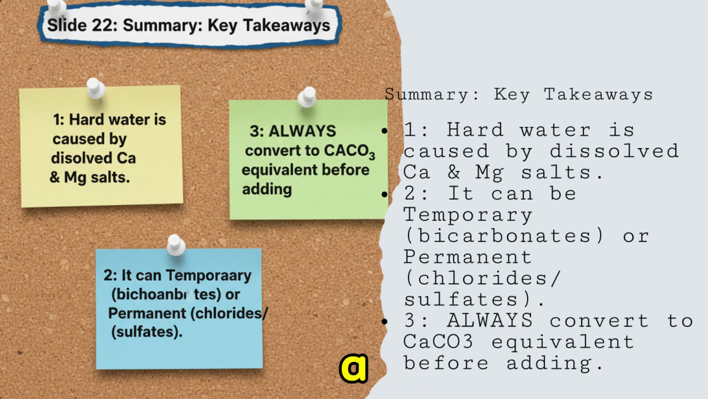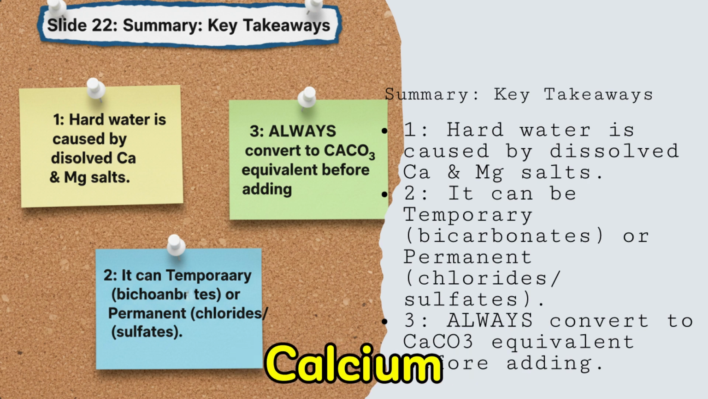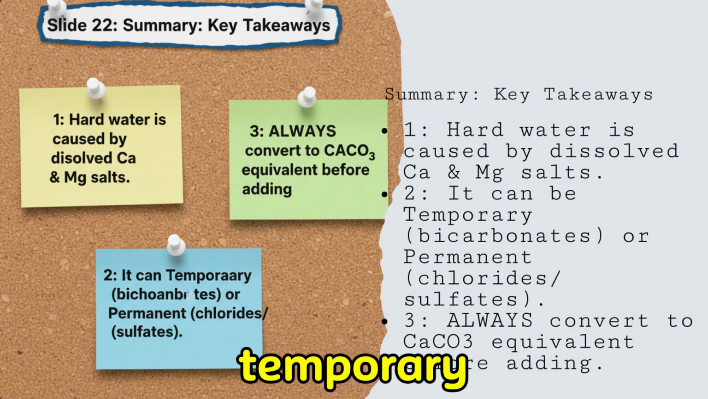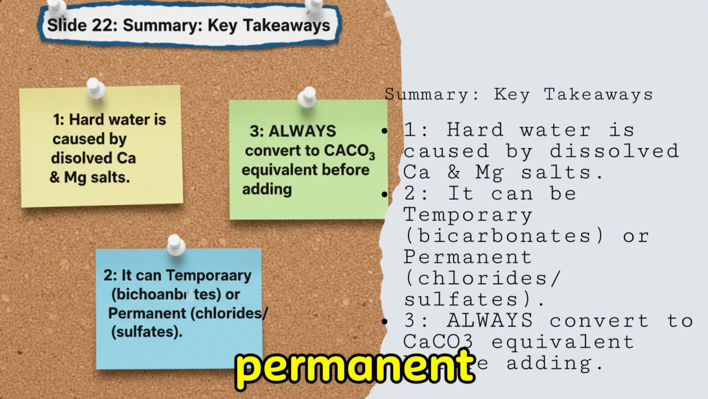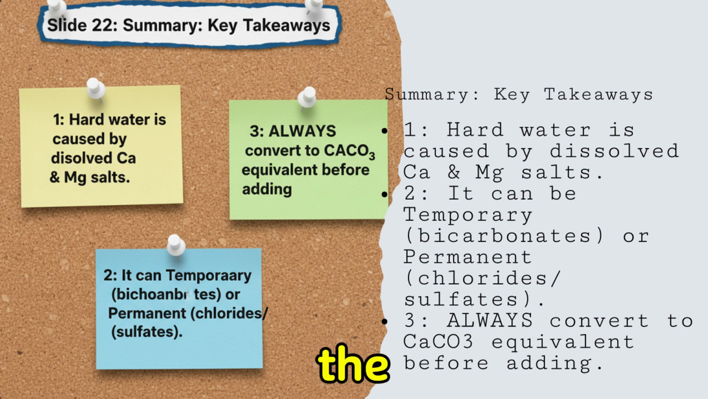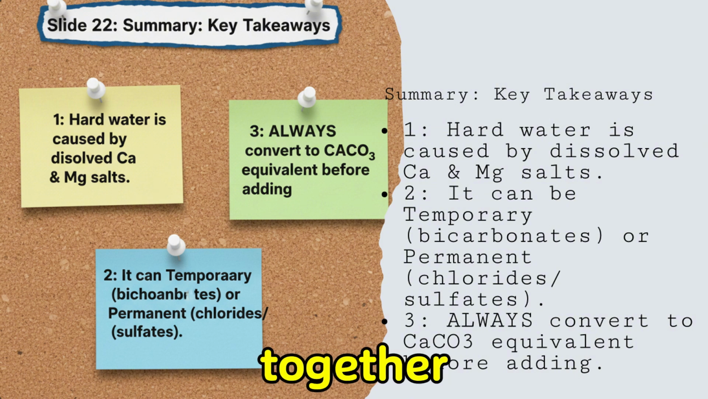All right, let's do a quick recap of the most important takeaways. 1. Hard water is caused by dissolved calcium and magnesium salts, which stop soap from working and can clog pipes. 2. Hardness can be temporary if it's caused by bicarbonates and can be boiled away, or permanent if it's caused by chlorides and sulfates. And 3. The golden rule for calculations: always convert the mass of each salt into its calcium carbonate equivalent before you add anything together.